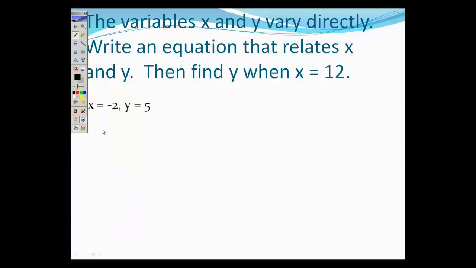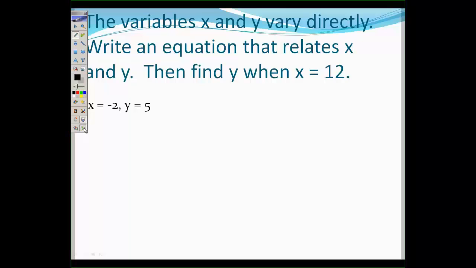Let's do another one of those. Okay. Similarly, I'm going to start with y equals ax. I need an equation that relates x and y directly, and also I need to find y when x is 12. So I'm going to start by finding my equation. I'm plugging in x and y into my direct variation equation. I'm going to say 5 equals negative 2a, over negative 2, over negative 2. A must equal negative 5 halves. So my equation would be y equals negative 5 halves x.